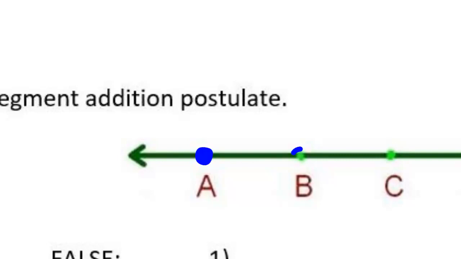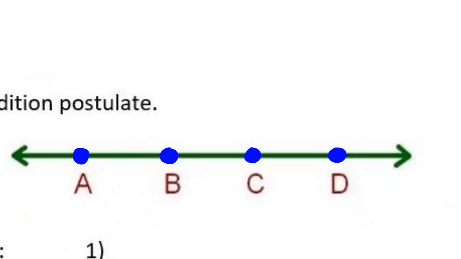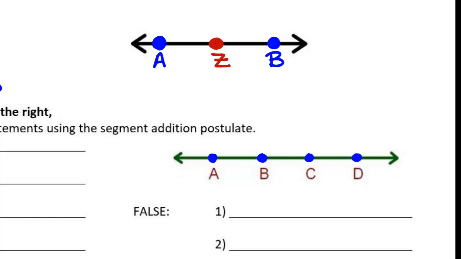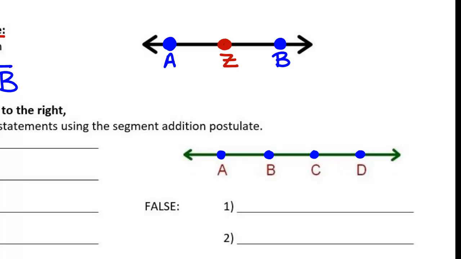And now I want to use the segment addition postulate to write some true and false statements about this line segment here on number 8. On number 8, I have 4 points, A, B, C, and D, in that order on this line. And we're going to write a couple true statements and a few false statements here. I'm going to write down a statement, and I want you to tell me whether it is true or false based on this picture right here.